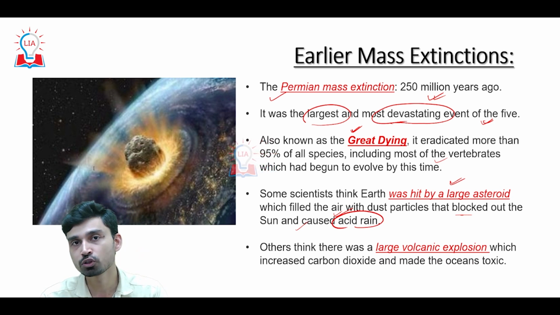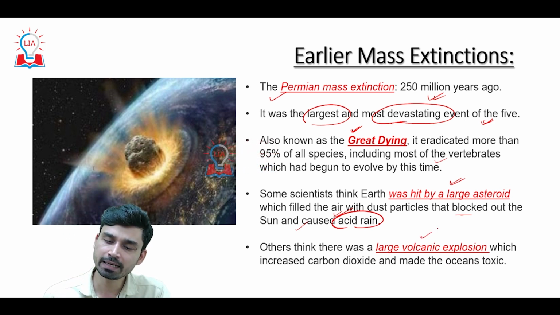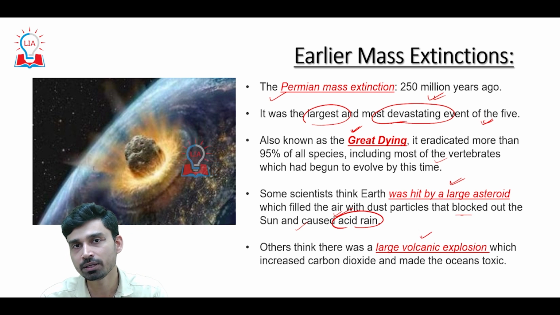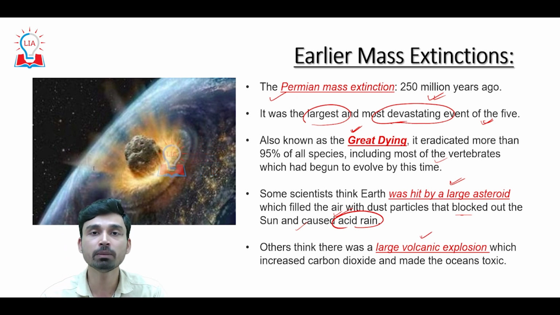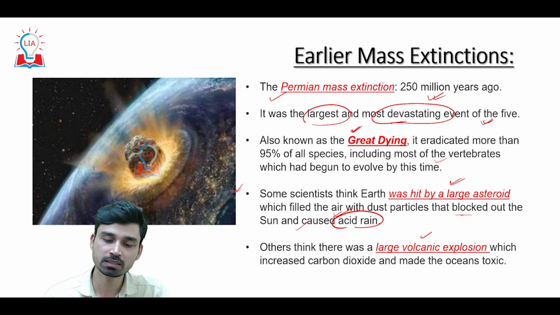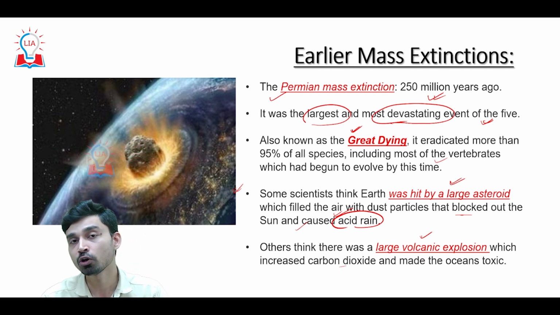However, some scientists also believe that a large volcanic explosion that happened during this time period can also be the major reason that might have driven this mass extinction, because it increased the level of carbon dioxide in the atmosphere and also made the oceans of Earth very toxic for any animals and plants to survive.